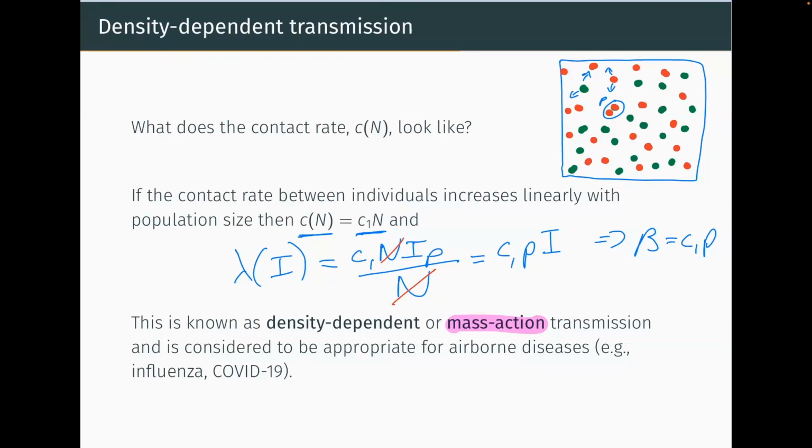You'd expect things to transmit faster there than if you were, again, in a rural area where the population density is perhaps lower.